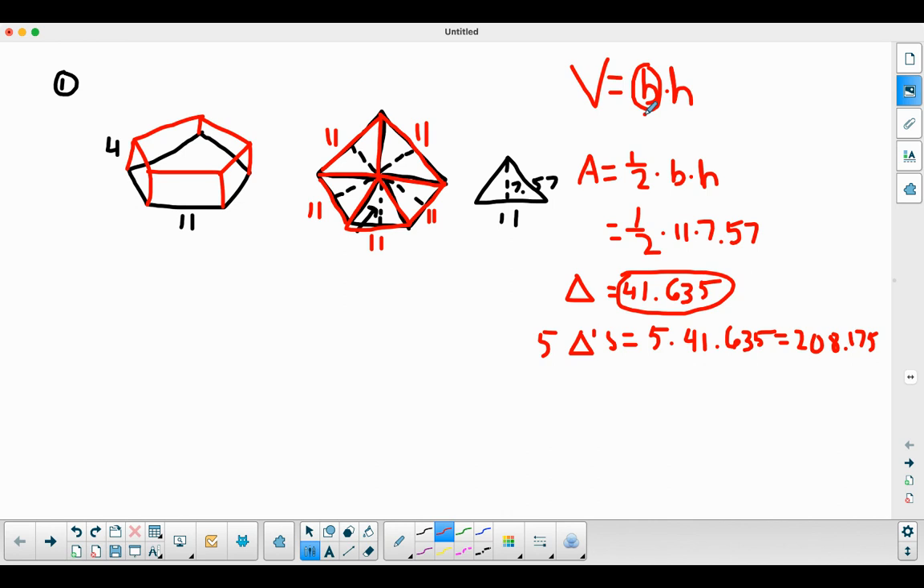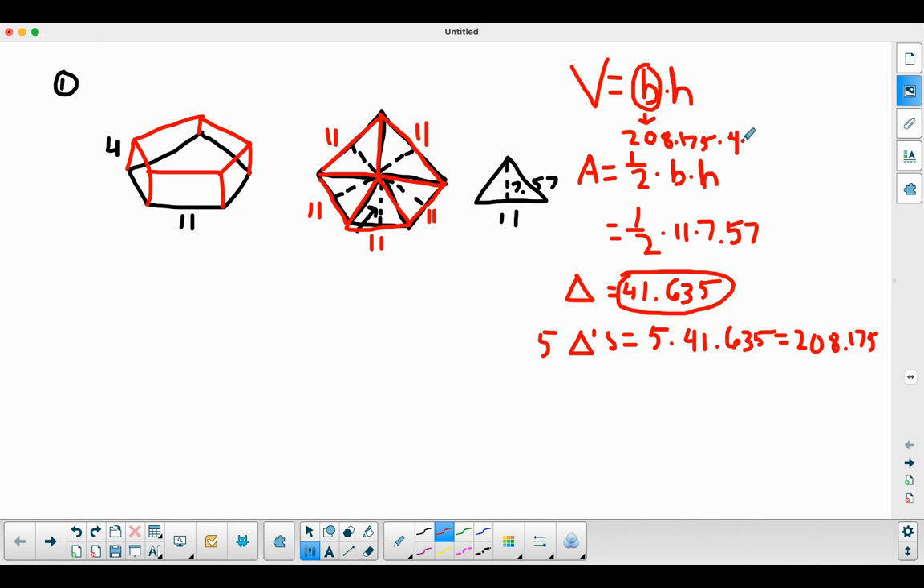So my base is 208.175, multiplied by my height, the height of the prism, that is. So the height of this prism is 4. From top to bottom, it's a height of 4 inches.